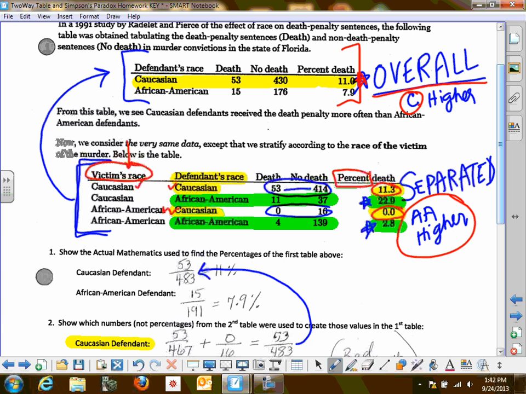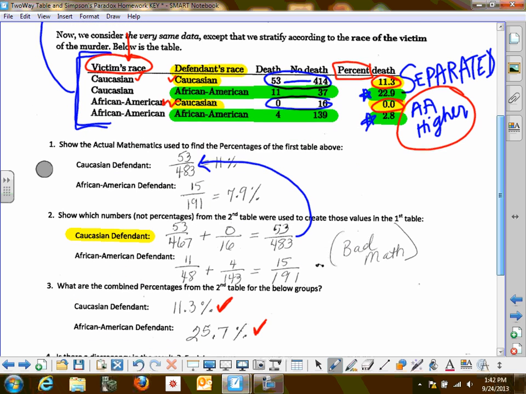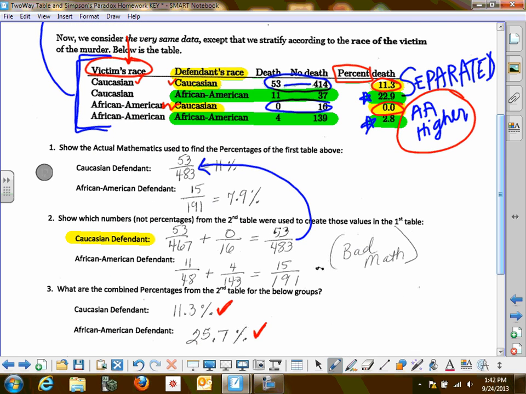The separated one is correct because of this right here. The way that they got the overall numbers was by doing this: 53 over 467 plus 0 over 16. And here's what their sum was. They just added it up.